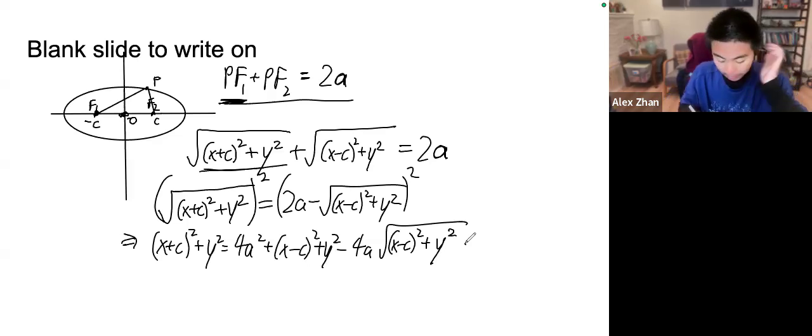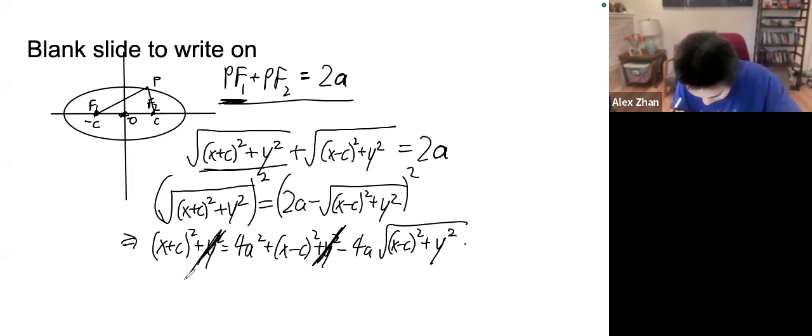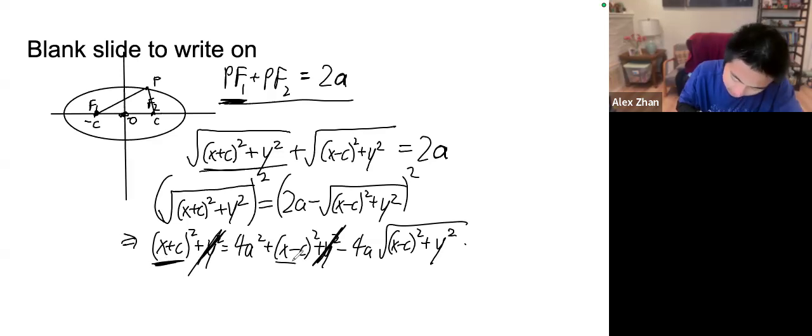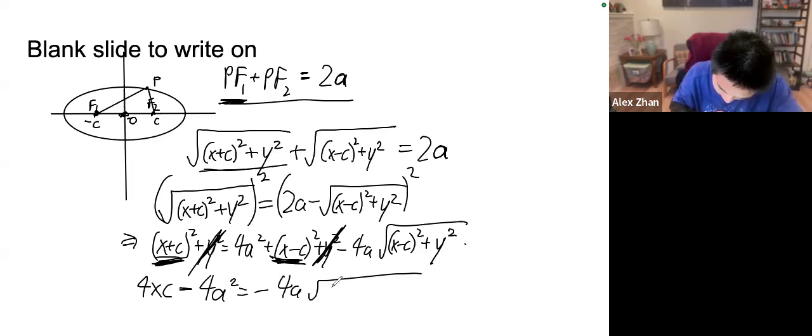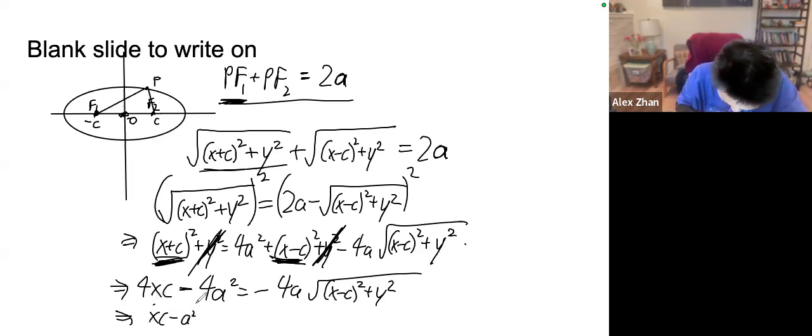First of all, there are already some things that we can cancel out. We can cancel out the y squared on both sides. The (x plus c) squared and (x minus c) squared can mostly be canceled out, because you note that it's just a difference of 4xc. You guys know why, right? Because the x squared plus c squared terms cancel out. So a difference of 4xc. So minus 4a squared equals negative 4a times the square root of (x minus c) squared plus y squared. Cancel out the factor of 4. Then it becomes xc minus a squared. And actually, why don't we also divide by a?